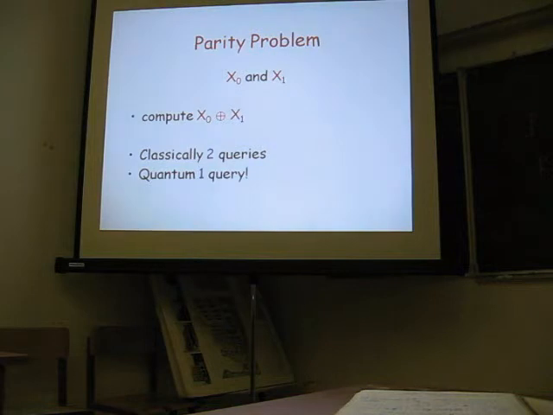However, if you were allowed to use quantum mechanics and quantum algorithms, and this is the first algorithm I will discuss, you can actually do that with just one query. Okay.